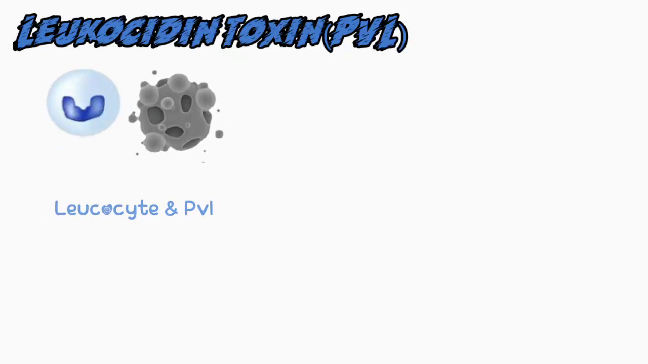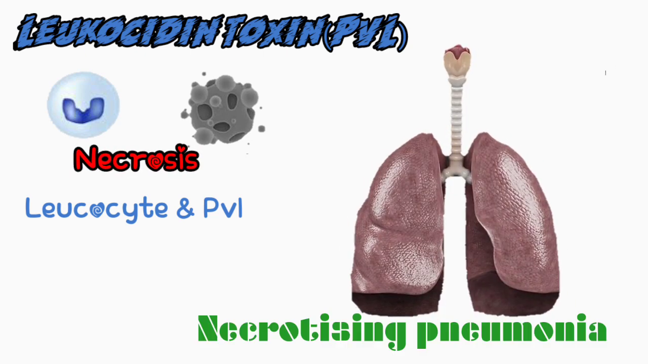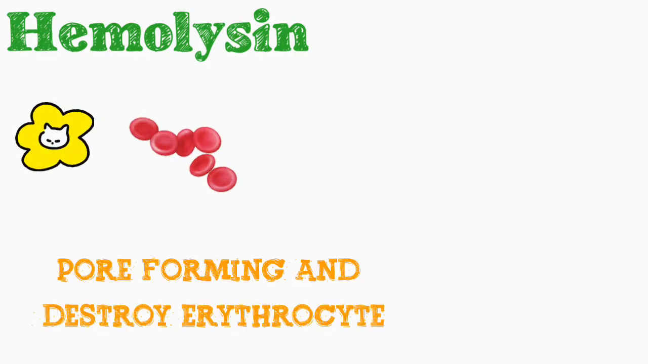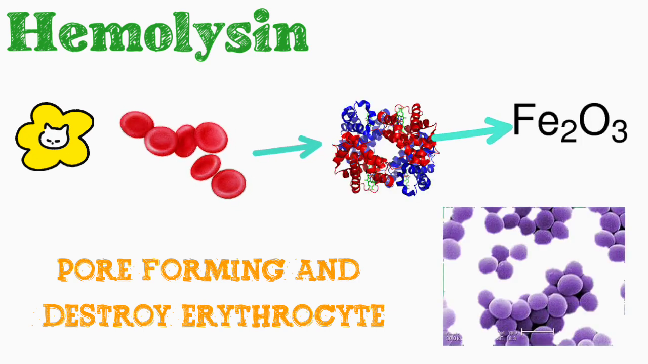Leukocidin toxin kills leukocytes through necrosis. This causes inflammation and mostly causes necrotizing pneumonia that destroys organ cells and tissue, causing organ failure and death. Hemolysin is a pore-forming toxin that destroys erythrocytes, which contain hemoglobin containing iron. Staph aureus uses this iron for its metabolism.